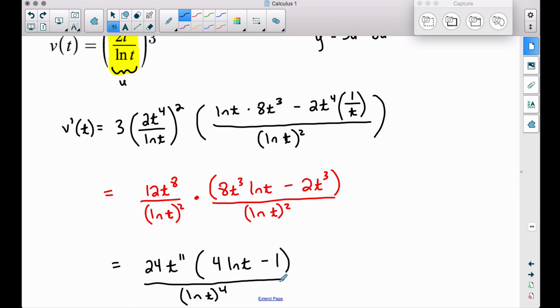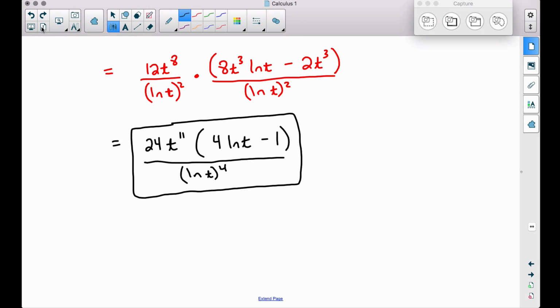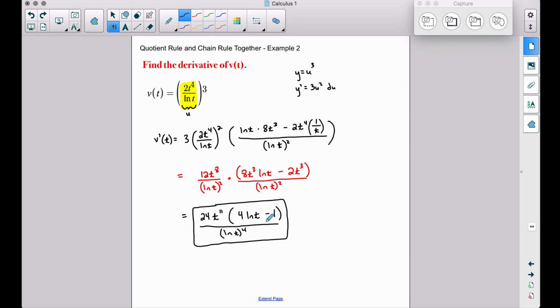Now, when are you actually going to be using something like this in calculus for a real world application? Probably never. Again, this is one of those exercises where you want to exercise your ability to find derivatives, in this case applying the quotient rule and the chain rule together.